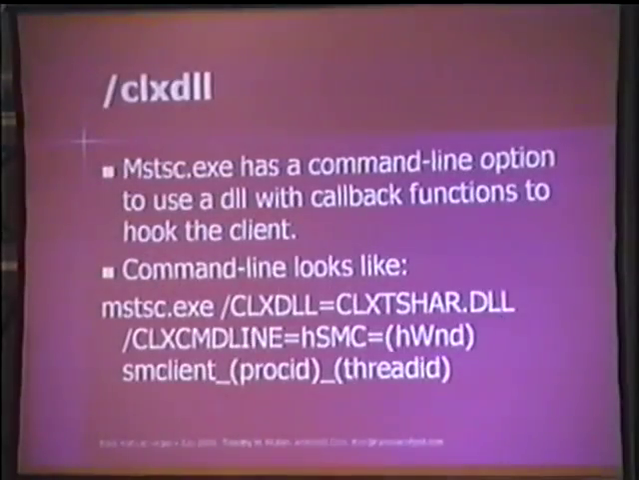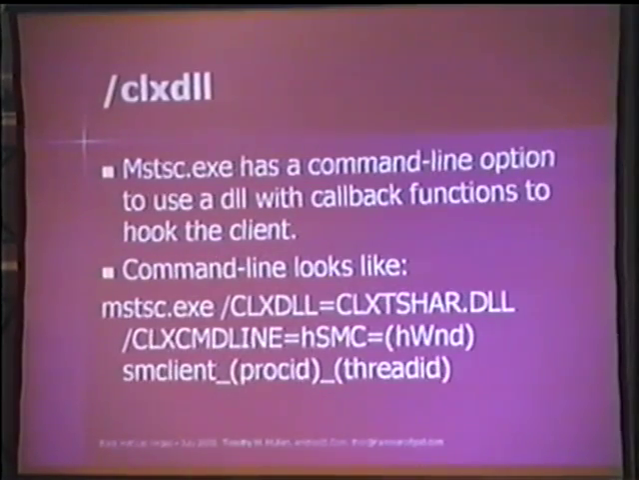Anyway, back to the way Microsoft's doing it. There's SM client, and also this tclient.dll, which you have to have, otherwise the thing just bails. And if you watch carefully when the programs are being run, SM client actually executes mstsc.exe, which is Microsoft's terminal server client, with a couple of undocumented command line switches, which we've got up here on the slide. CLX, DLL, and the CLX command line. By default, when Microsoft's tool runs mstsc.exe, it passes it clxtshare.dll, which is also out of the RoboClient kit, and this command line, which has hsmc equals something, smclient underscore underscore, and a proc ID and a thread ID.